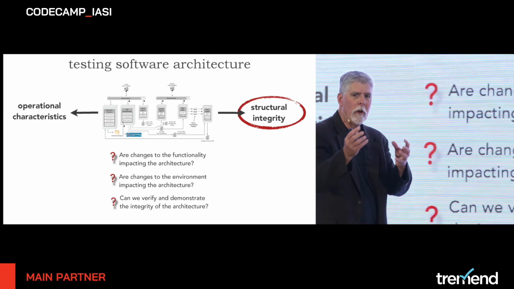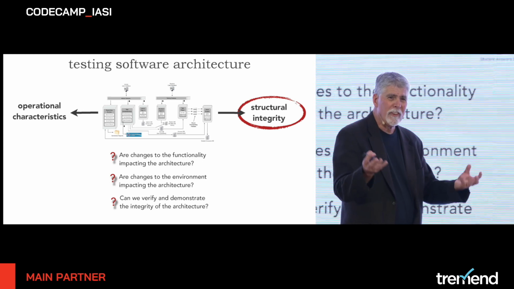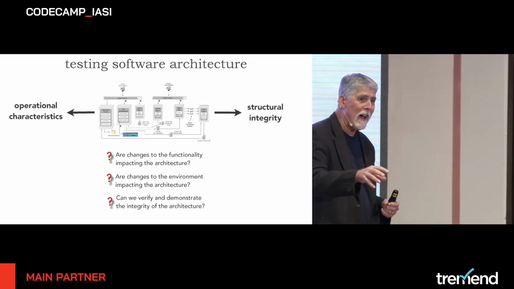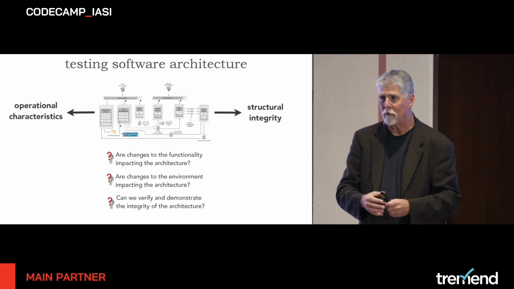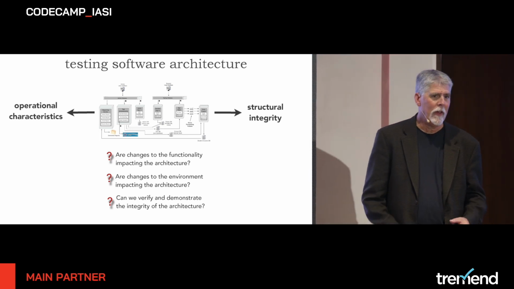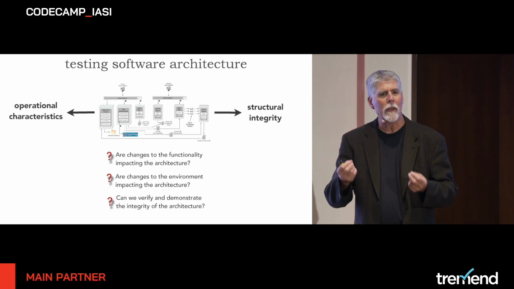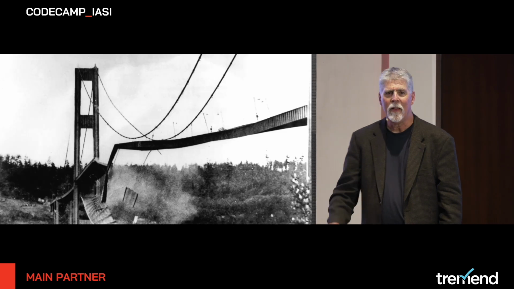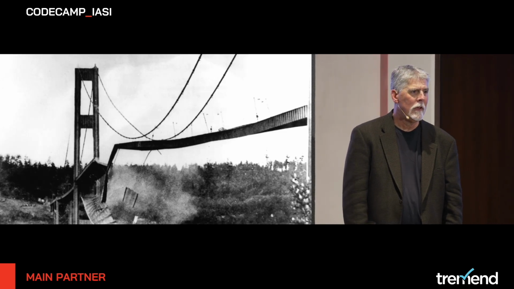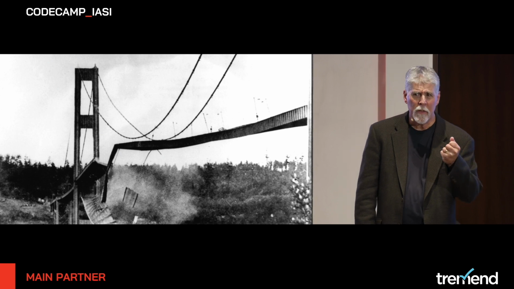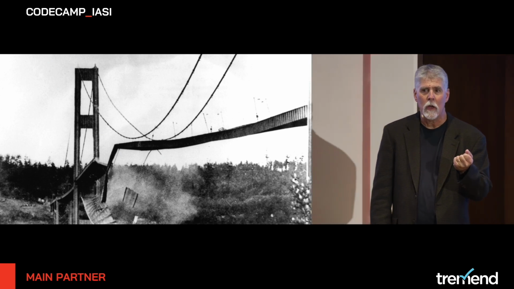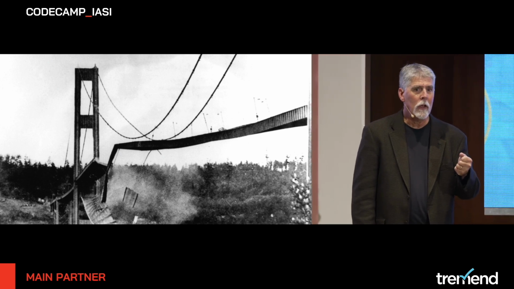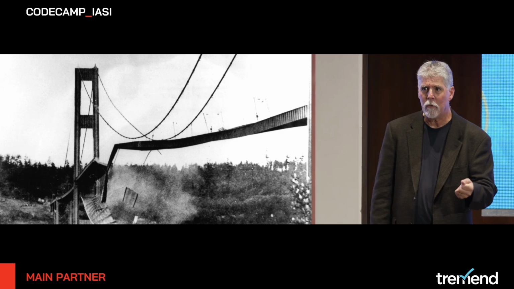This is a call to action. These tools exist. Most of them are free. Most of them you don't know that you actually have already in your infrastructure. We can use these to test the structural integrity and the operational characteristics to ensure that this doesn't happen. Make sure that your systems, that structure, that architecture is tested just as much as your functionality. Because if you don't, this will in fact happen to you.